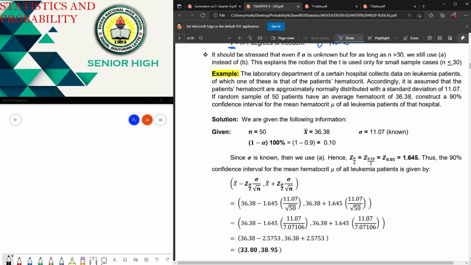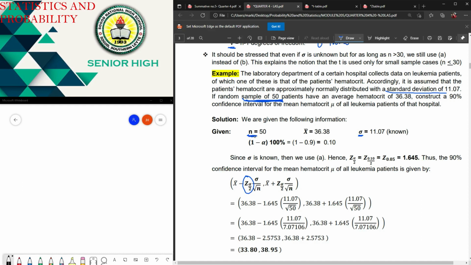Okay, this is an example you were already given, but if you are having a hard time understanding the problem, you can just read it again. We're just going to continue. First, we're going to look for the given. We have here the standard deviation, and it is known. Of course, it is very important to know the number of samples. It is greater than 30, thus we're going to make use of the z, or formula A.